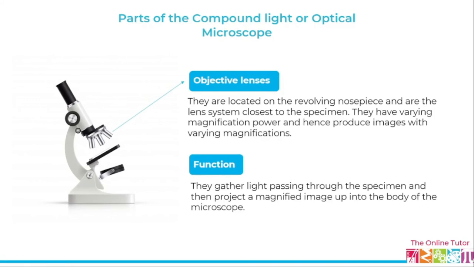The objective lenses. They are located on the revolving nose piece and are the lens systems closest to the specimen. They have varying magnification power and hence produce images of varying magnifications. What is the function of these objective lenses? They gather light passing through the specimen and then project a magnified image up into the body of the microscope. So what the objective lenses do is, the light reflected by the mirror onto the specimen, they gather that light and then produce a magnified image, and then they direct that magnified image into the eyepiece tube, and then the eyepiece further magnifies that for the viewer or the observer to observe.